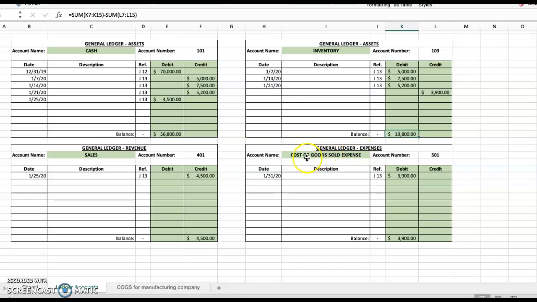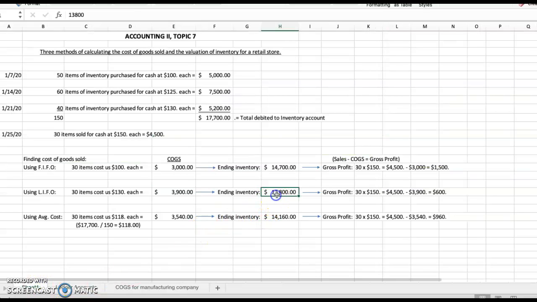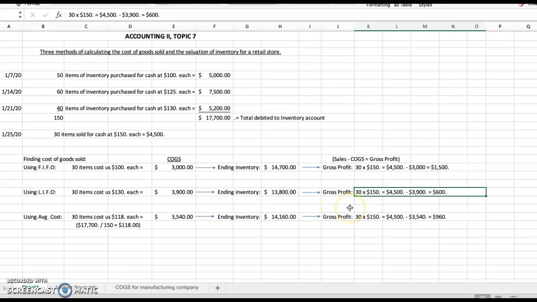with a balance now, a different amount of money, a different balance, $13,800, which is shown on this page as the ending inventory. Gross profit then, again, would be the sales of $4,500 minus this cost of goods sold, giving us a gross profit of only $600.